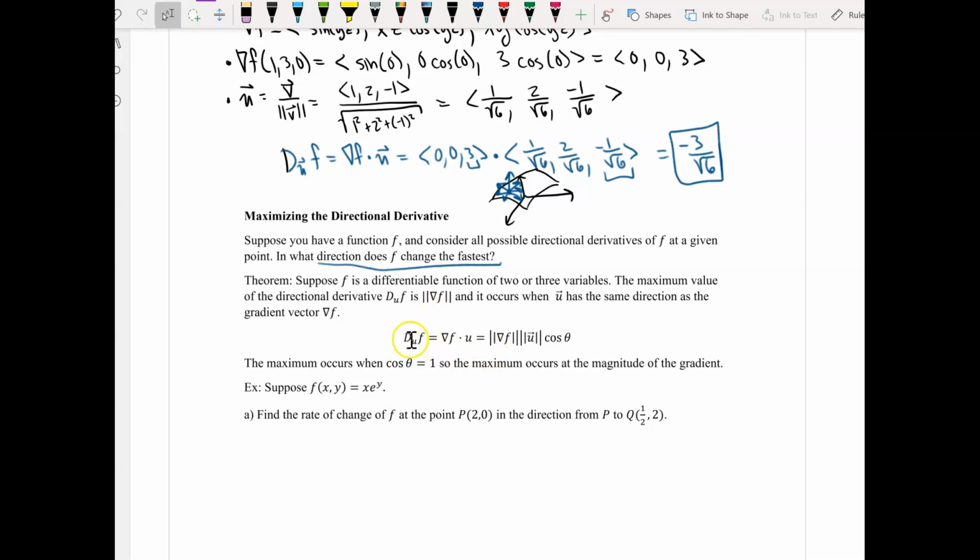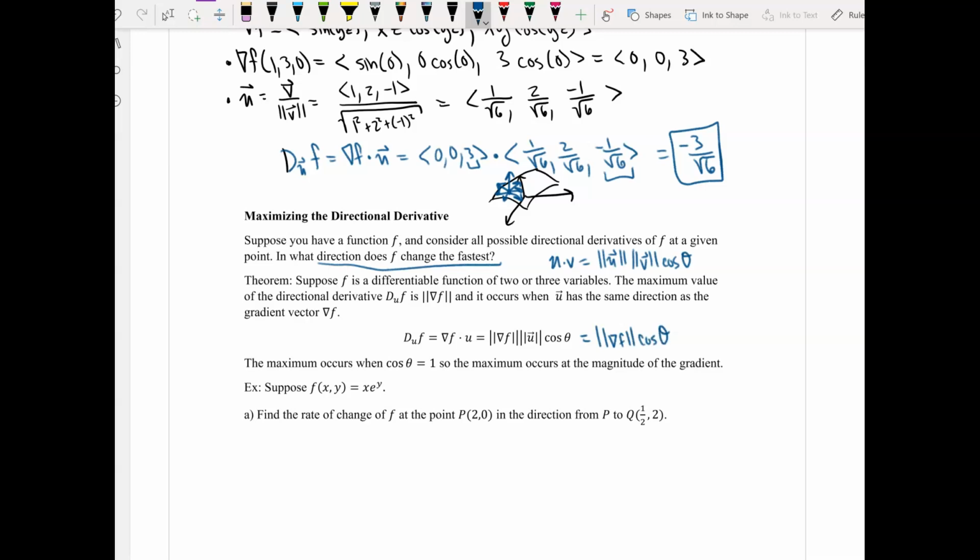So we know that the directional derivative is equal to the gradient of f dotted with the unit vector. Remember from before that the dot product of 2 vectors is equal to the magnitude of u times the magnitude of v times the cosine of theta. I'm using the same formula here: the magnitude of grad f and the magnitude of u times the cosine of theta. We know that the magnitude of u is just 1 because it's a unit vector. So we have the magnitude of grad f times the cosine of theta.